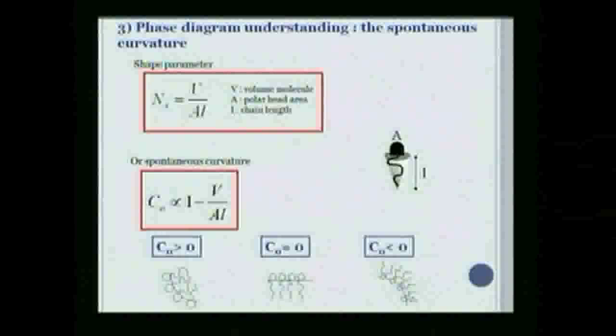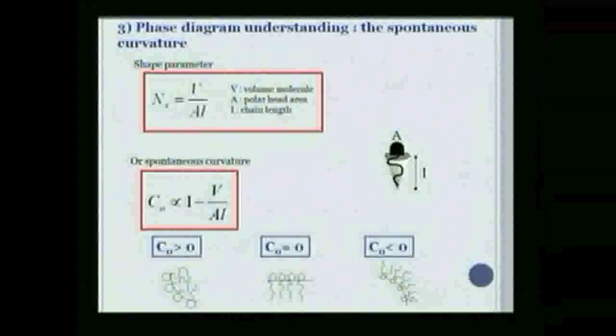So for small values of this shape parameter, C0, the spontaneous curvature, will be positive, of course. And this is typically this representation. This also, a small hydrophobic part and a high area, occupied area by the polar head.